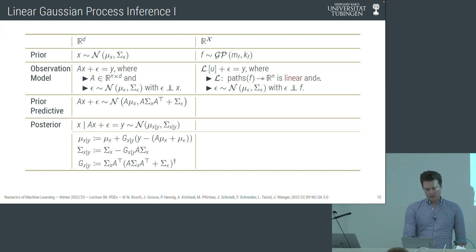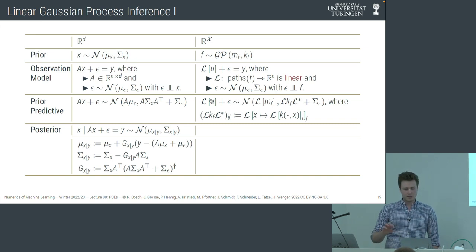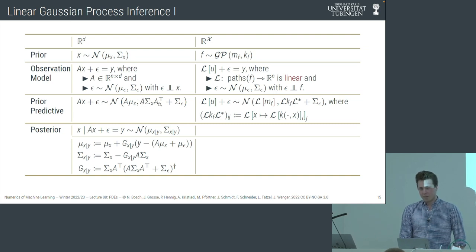Now, it turns out that the prior predictive, so the image of the Gaussian process under this linear operator, is actually given by a normal distribution where the mean is given by the image of the Gaussian process mean function through that linear operator. And the covariance matrix is very similar to the covariance matrix we get in the finite dimensional case, just that we can't really apply a matrix product here, right?